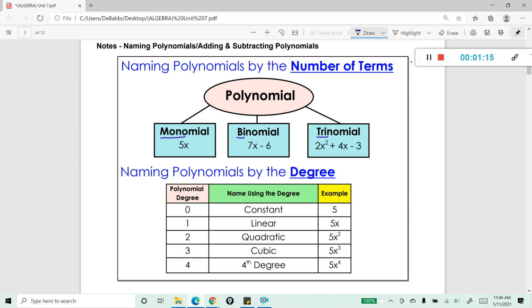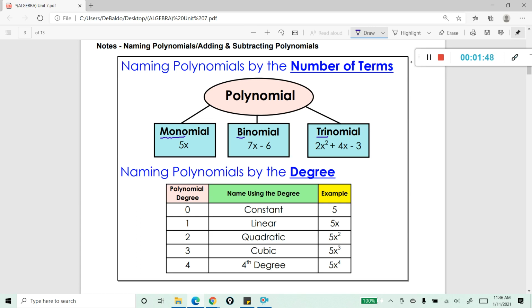Okay, now that we know a little bit about what a polynomial is, that's how we would name a polynomial, by the number of terms. So if someone were to ask you, what is the polynomial's name by the number of terms? If you had something with one term, it would be a monomial. And if you had two terms, binomial, three terms, trinomial. Then we're going to put that together with naming a polynomial by degree, because once we know both of these, we're going to smush them together.